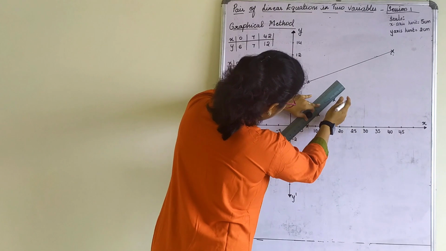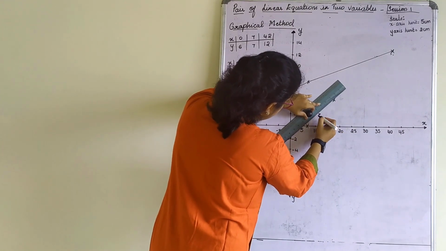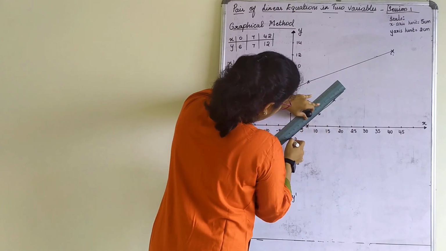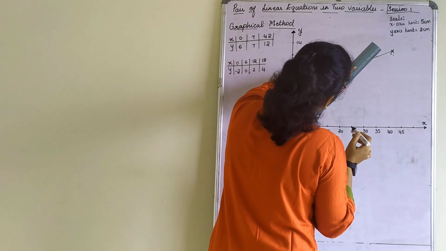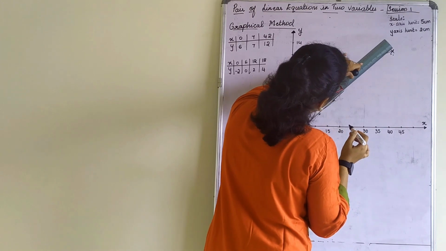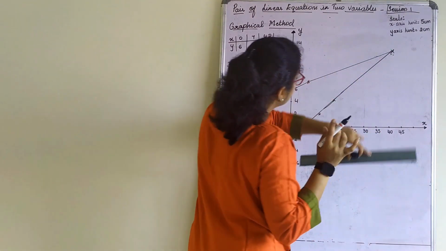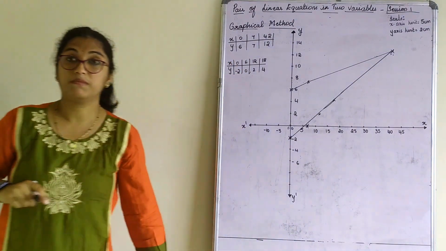Actually, this has to go straight. Yes. I'm slightly adjusting because the scale I chose and what I draw here might not be accurate. Just try to extend this. See where it actually meets. Okay, it actually meets here. This is the point where your graph is meeting.